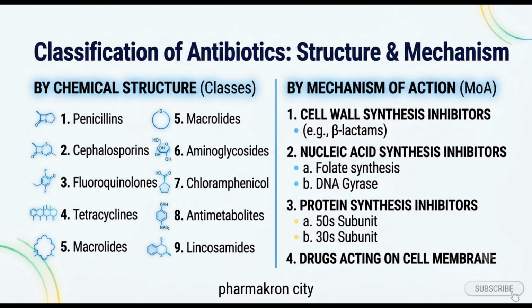By mechanism of action, or MOA, cell wall synthesis inhibitors, such as beta-lactams and vancomycin, nucleic acid synthesis inhibitors, including folate synthesis inhibitors, DNA gyrase inhibitors, and RNA polymerase inhibitors, protein synthesis inhibitors, targeting either the 50S or 30S ribosomal subunits, and drugs acting directly on the cell membrane.